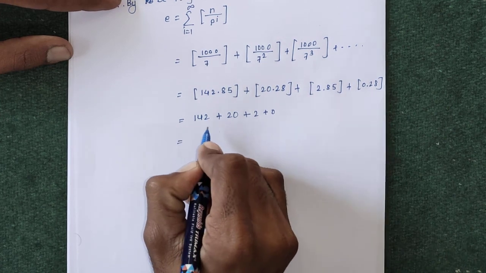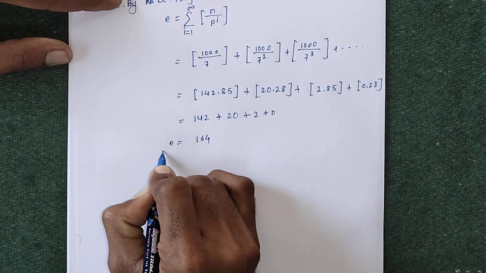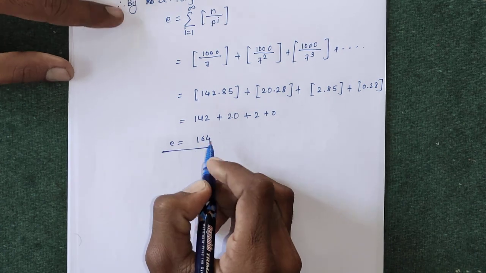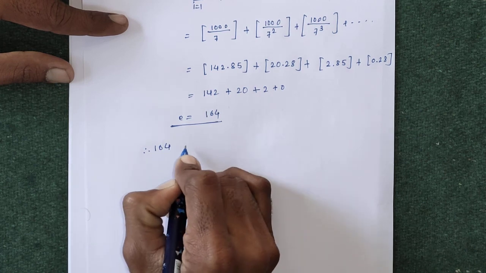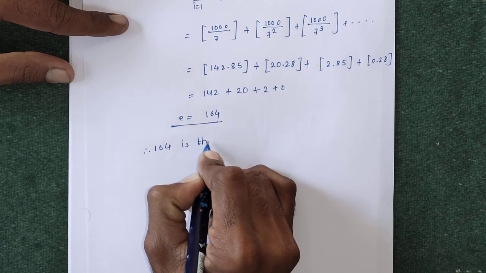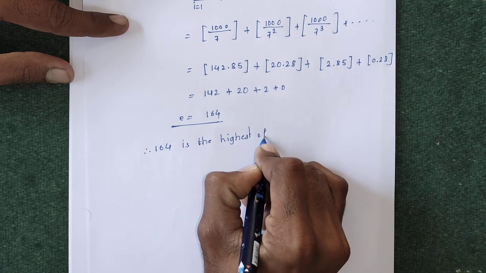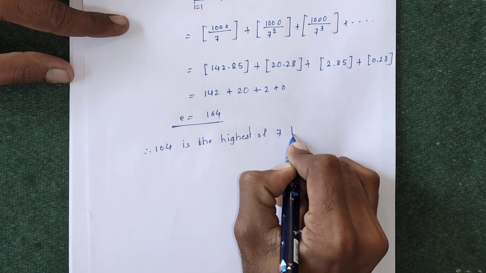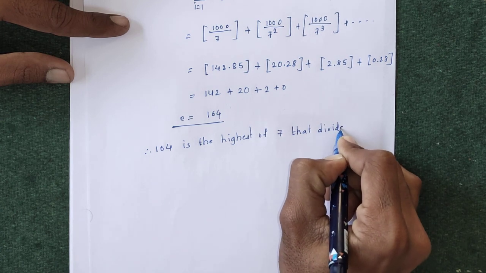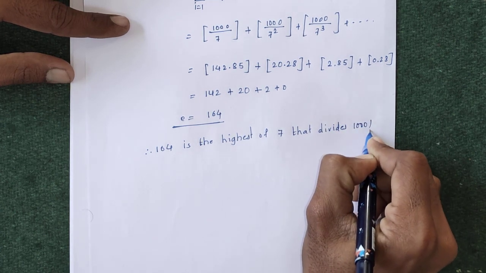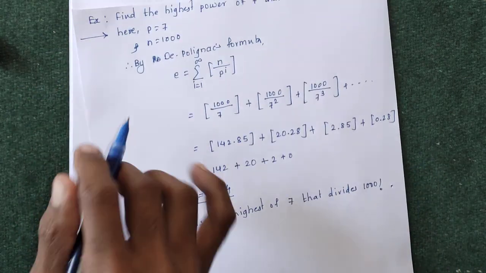So adding these numbers we get 164. So E is 164, and that is the highest power of 7 dividing 1000 factorial. Therefore 164 is the highest power of 7 that divides 1000 factorial. So this was our first example.